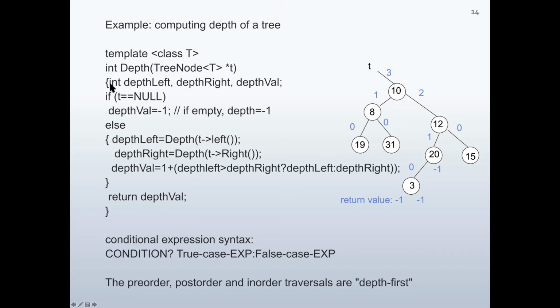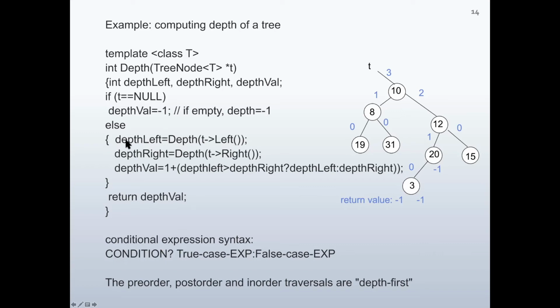Inside the function, the integers depth left, depth right, and depth val are declared. If the pointer t is null, then we are setting depth val to -1. If the tree is empty, depth is -1. If t is not null, we are going to execute the else part. The value of depth left is set to the return value from the function depth. Depth is called recursively for the left subtree.